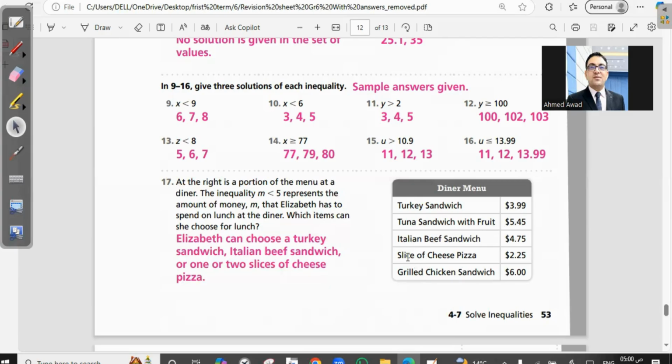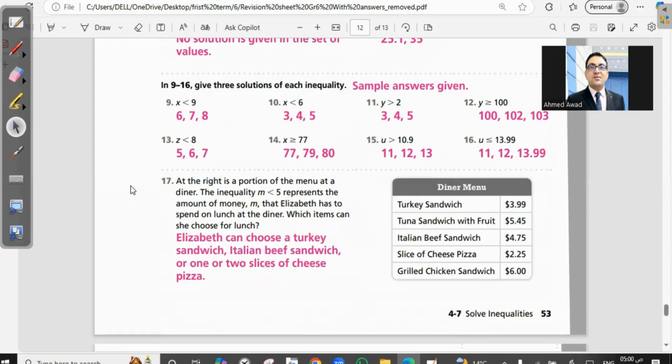Now, can she buy 2 slices of pizza? Of course, yes, because 2.25 plus 2.25, it's going to be what? It's going to be, yes, 4.5. So it's going to be less than 5? Yes, it's correct.